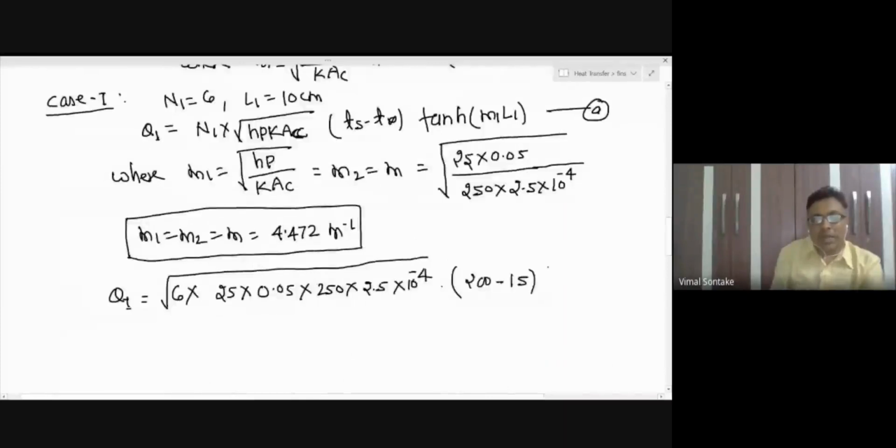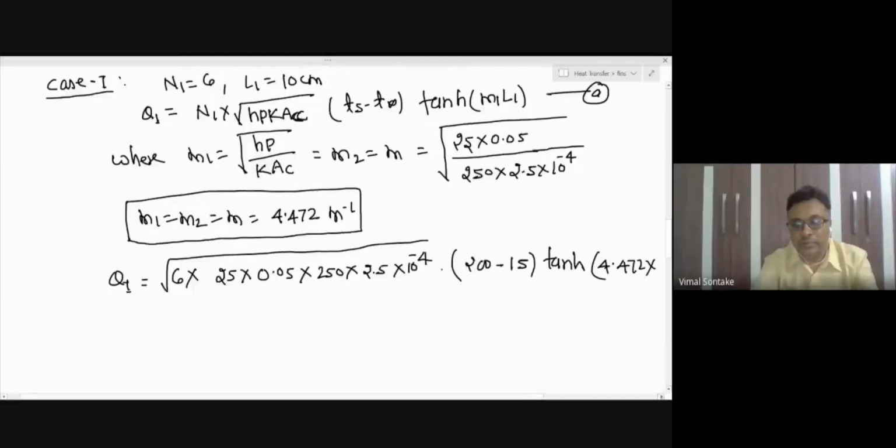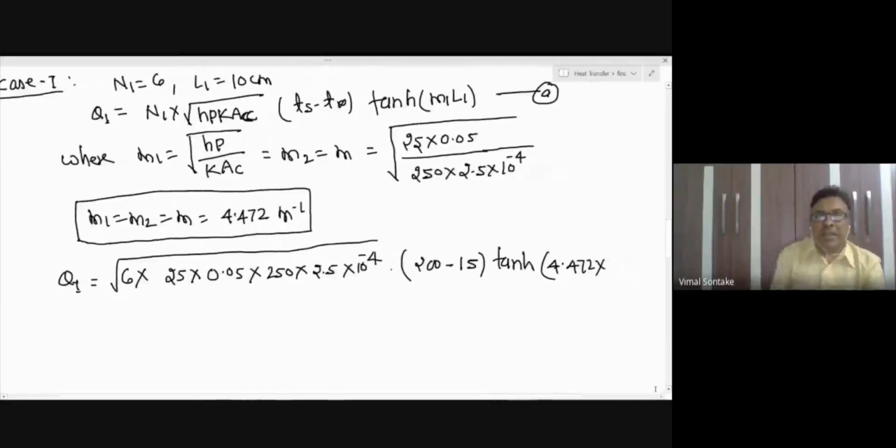tanh of, the value of m is 4.472, into the length L1 is 10, that is 0.10. You can do the calculations.